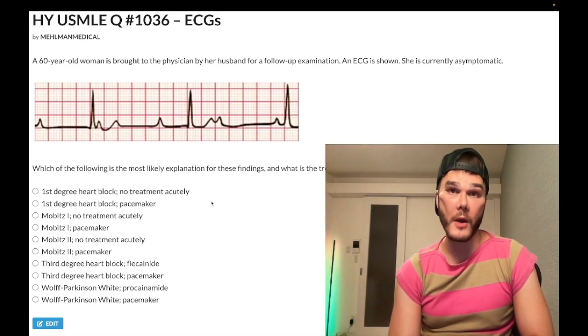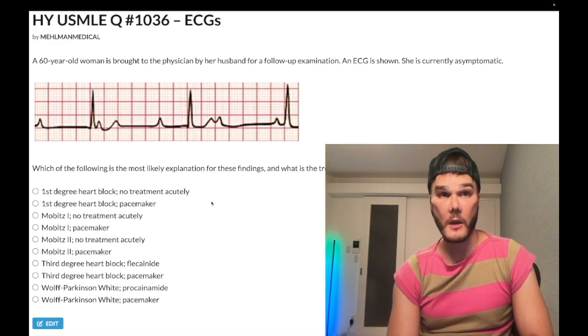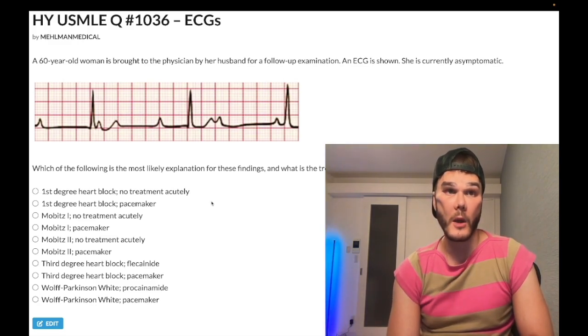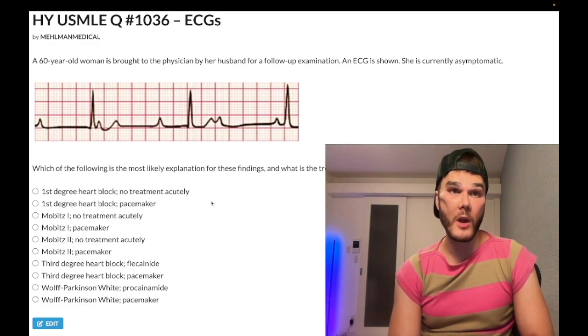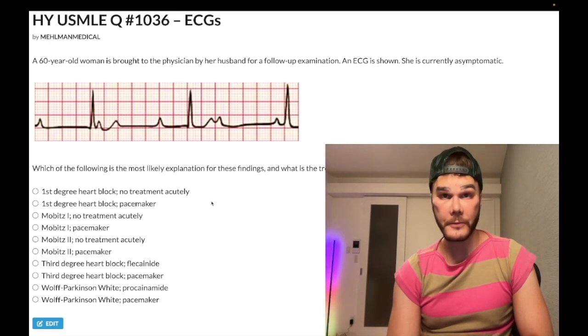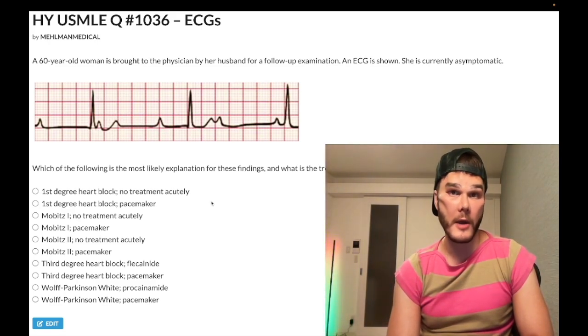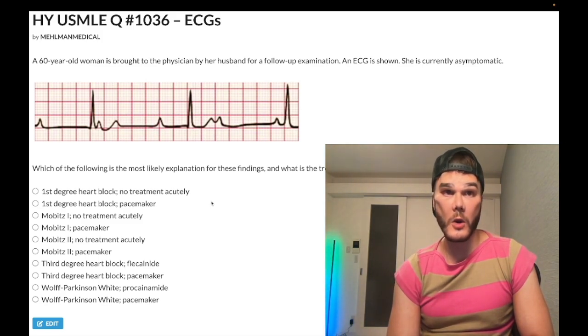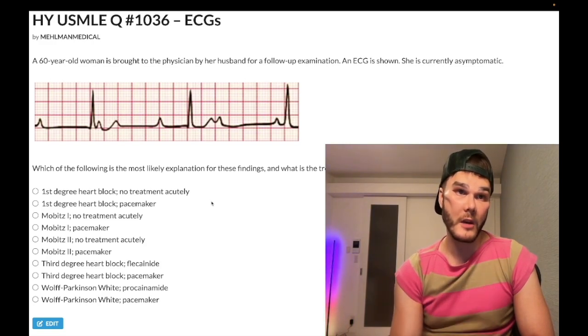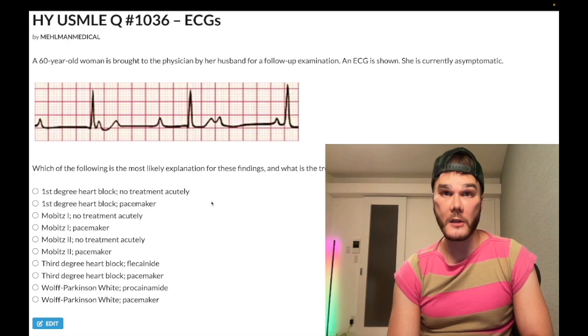Choice B, Mobitz 1, wrong answer. We talked about the secondary heart blocks, Mobitz 1 and 2. Mobitz 1, aka Wenckebach, is when you have a gradually prolonging PR interval followed by a dropped QRS. Let's say they give you 6 QRS complexes and you can see one has clearly not shown up. Prior to that dropped QRS, the PR interval is gradually prolonging, and then you have the dropped QRS.